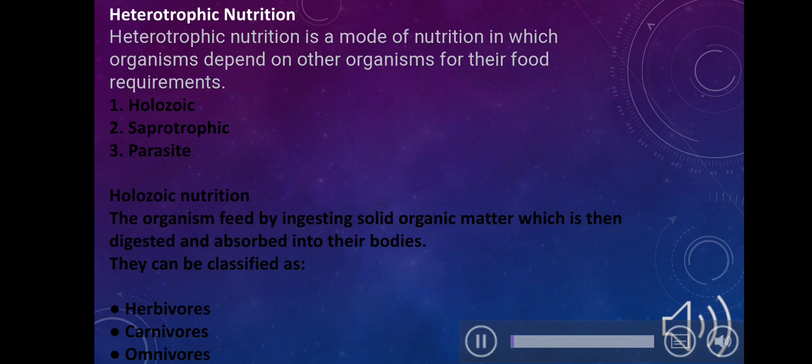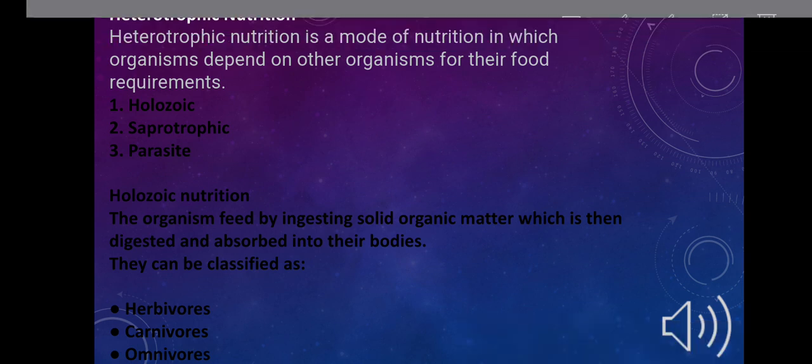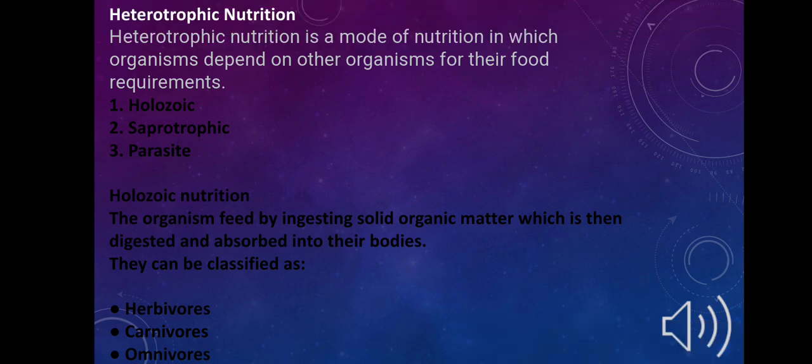Now we have heterotrophic nutrition. Heterotrophic nutrition is a mode of nutrition in which organisms depend on other organisms for their food requirements. In this we have holozoic mode of nutrition, saprophytic mode of nutrition, saprotrophic mode of nutrition, and parasitic.